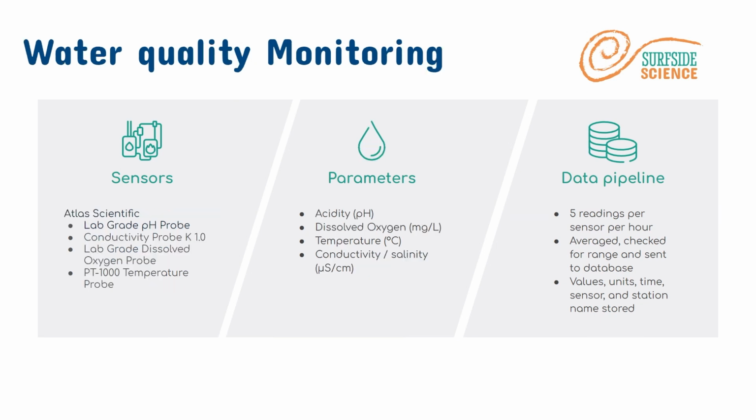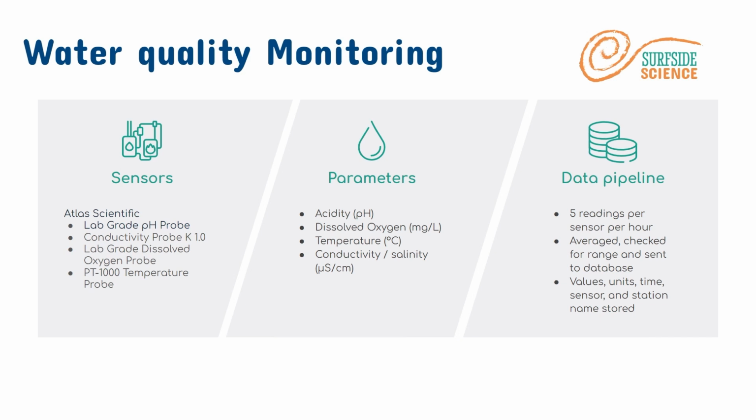Water quality monitoring. For the sensors, we chose to go with the Atlas Scientific sensors, which include the lab grade pH probe, conductivity probe K1.0, lab grade dissolved oxygen probe, and PT1000 temperature probe. For the parameters, these include acidity in pH, dissolved oxygen in milligrams per liter, temperature in degrees Celsius, and conductivity and salinity in microsiemens per centimeter. And now for the data pipeline, it works exactly the same as the air quality one.